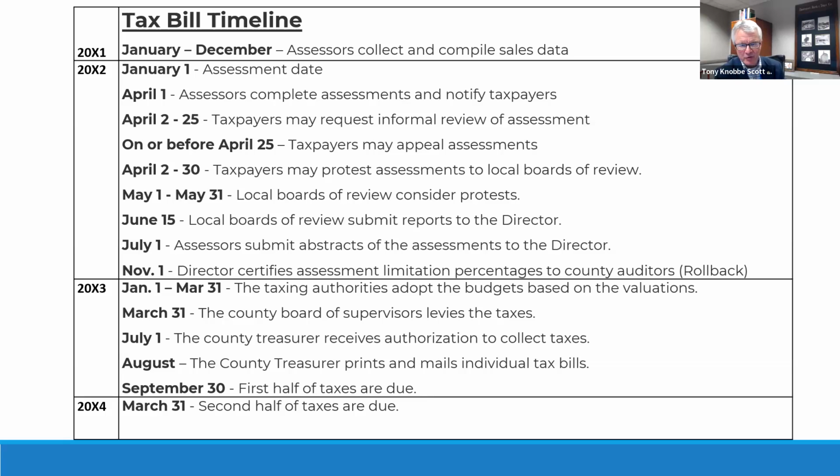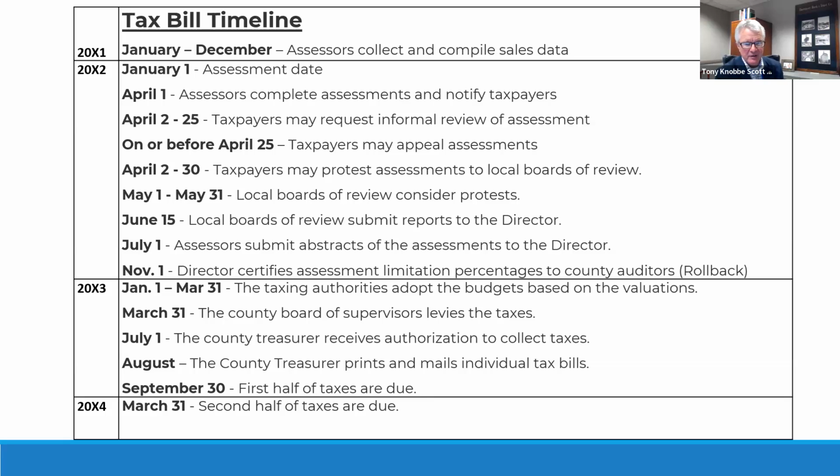All right, so rollback's been established. Then all those taxing authorities get to work. They are reviewing their budgets, and they know now what the taxable valuation in their district is going to be. So they can complete their budgets, they can back into a levy and submit that to the state to be published. So then by March 31st, they've done that.